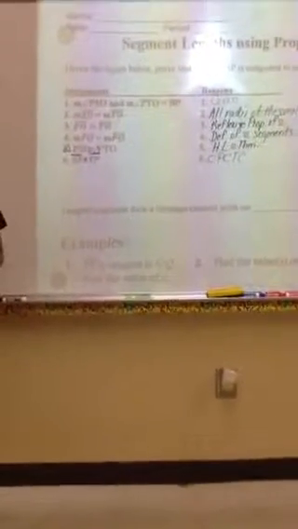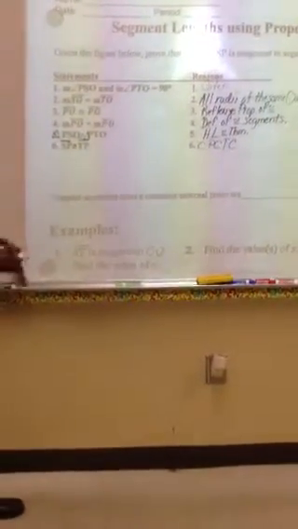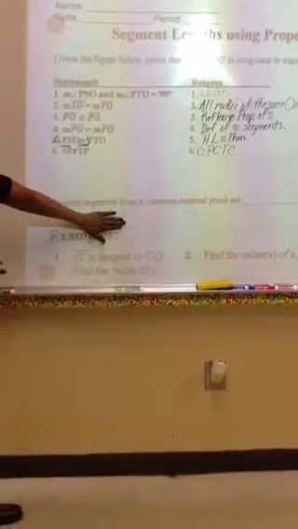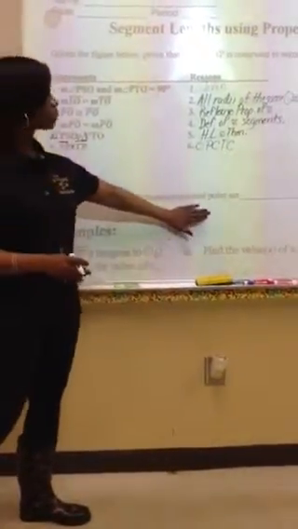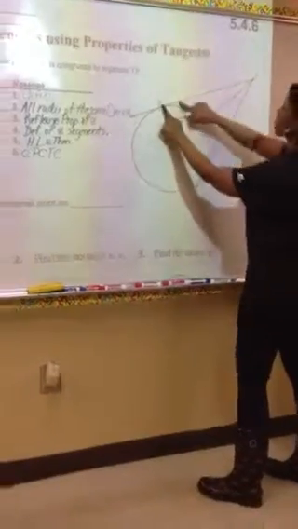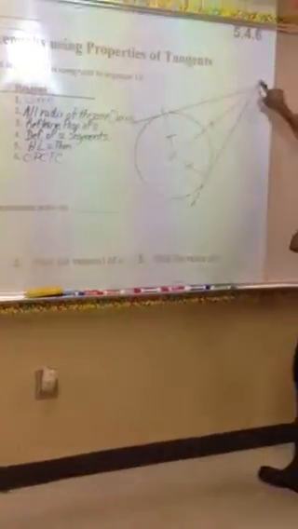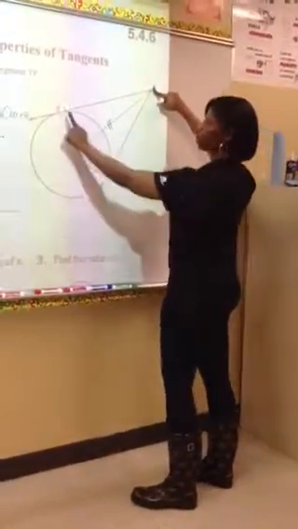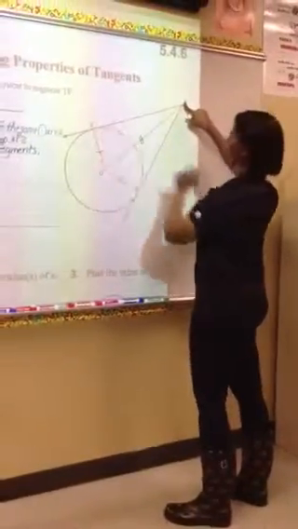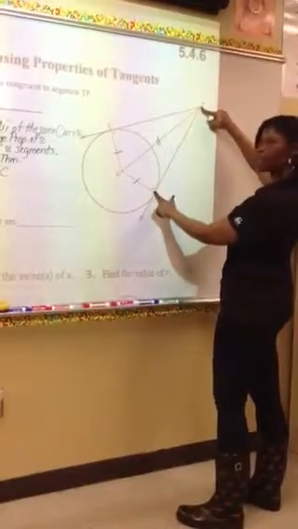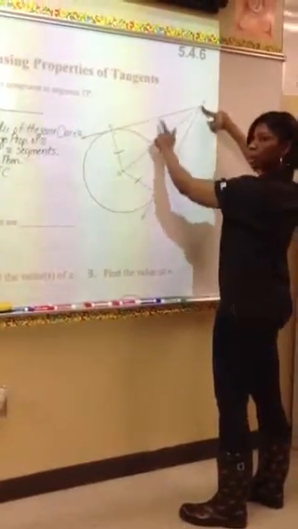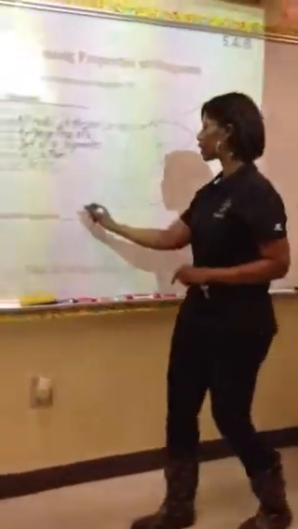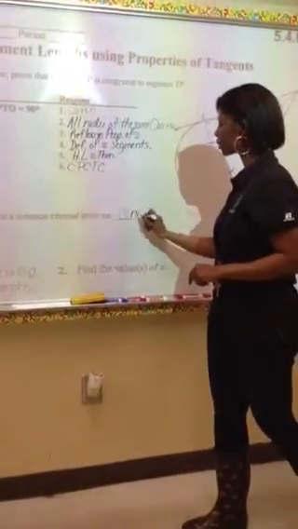But what did we just prove? We just proved that anytime you have two tangent segments from a common external point. Once again, if you have a circle, and if that circle has two tangent segments from a common external point, they meet at a common point, then from that common point to the point of tangency, they are congruent or equal in measure. So these two segments are congruent.